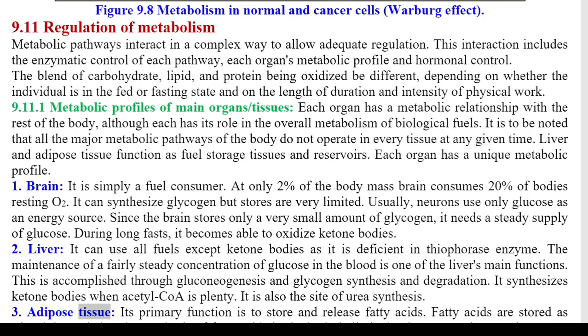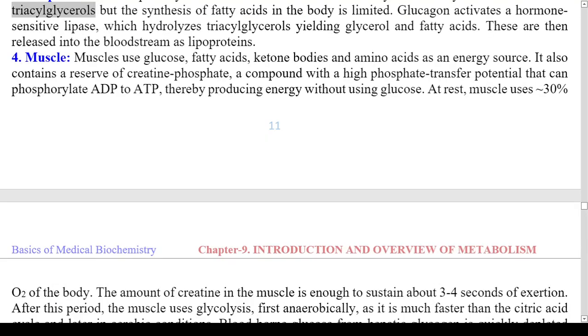3. Adipose tissue. Its primary function is to store and release fatty acids. Fatty acids are stored as triacylglycerols, but the synthesis of fatty acids in the body is limited. Glucagon activates a hormone-sensitive lipase, which hydrolyzes triacylglycerols yielding glycerol and fatty acids. These are then released into the bloodstream as lipoproteins.